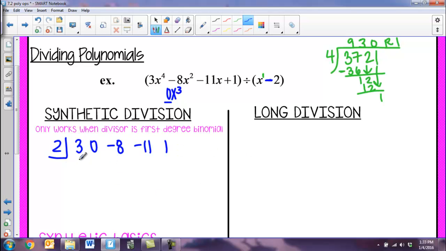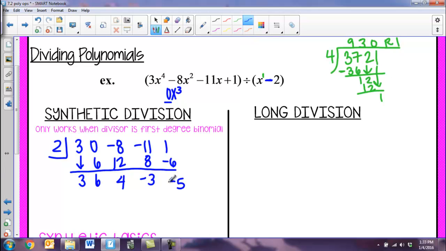Now what you're going to do is you're going to bring down the first number, which is 3, and then we get to multiply. So we're going to take this number, 2 times 3, and write it right here. So 2 times 3 is 6. Then we just add down the line. So 0 plus 6 is 6. 6 times 2 is 12. Okay, negative 8 plus 12 is 4. 4 times 2 is 8. This guy added up is negative 3. Negative 3 times 2 is negative 6. And then that's going to get me negative 5.